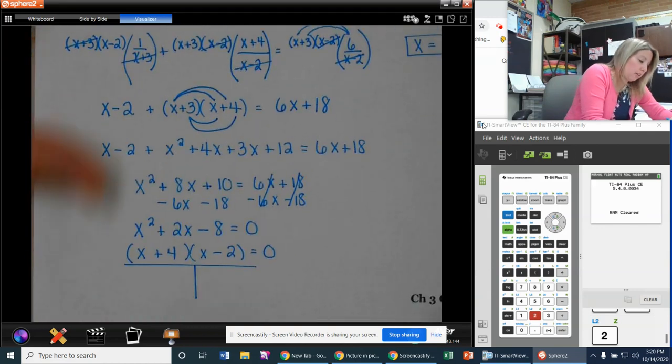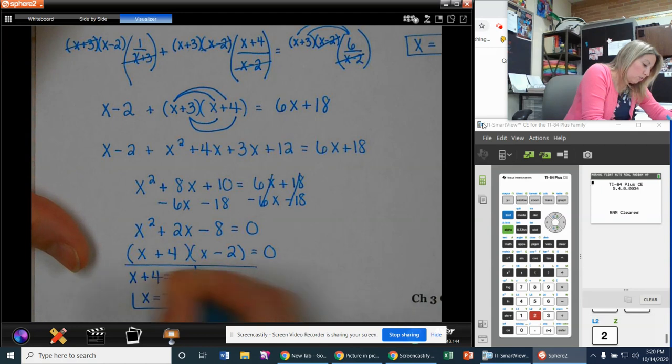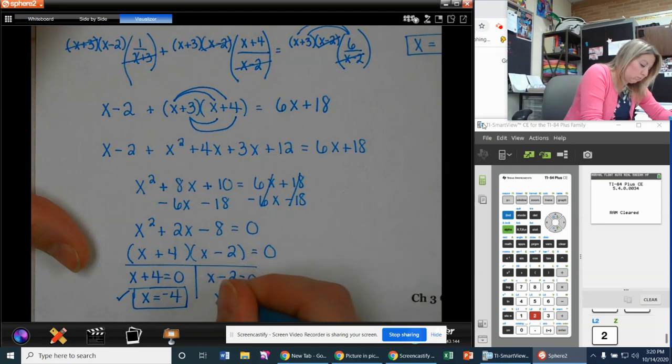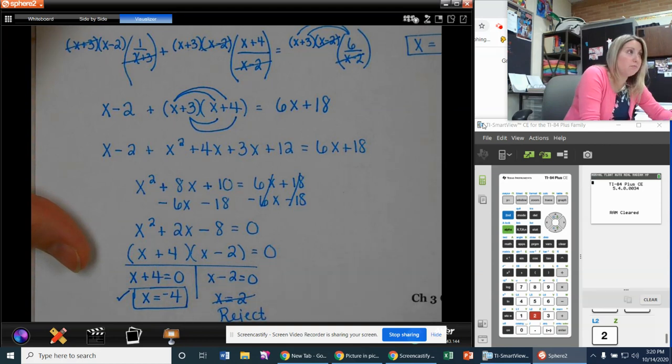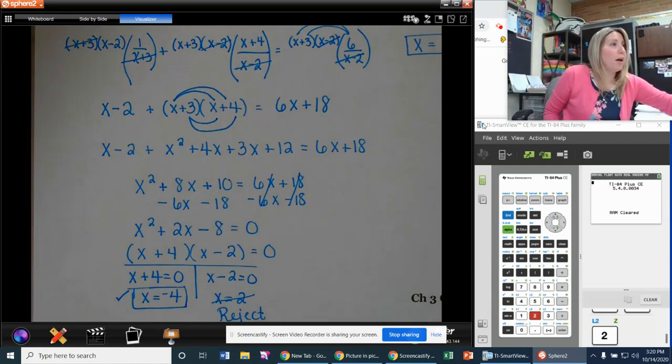Oh, man. What was an x allowed to be? We're going to have a reject here, guys. Not this one, but this one. Right? Because x was not allowed to be negative 3 or positive 2. So you don't get to keep that. Bummer.